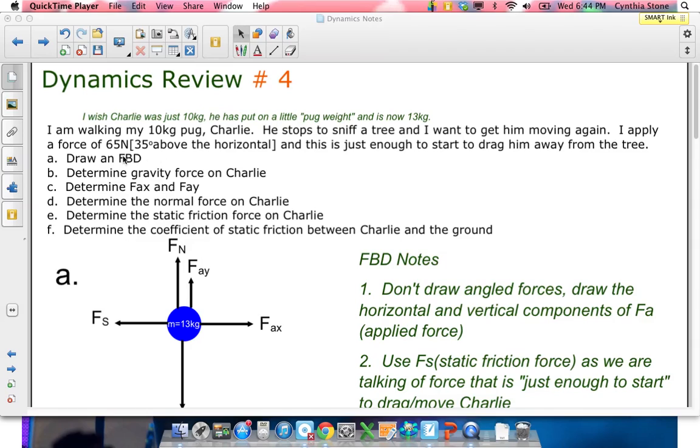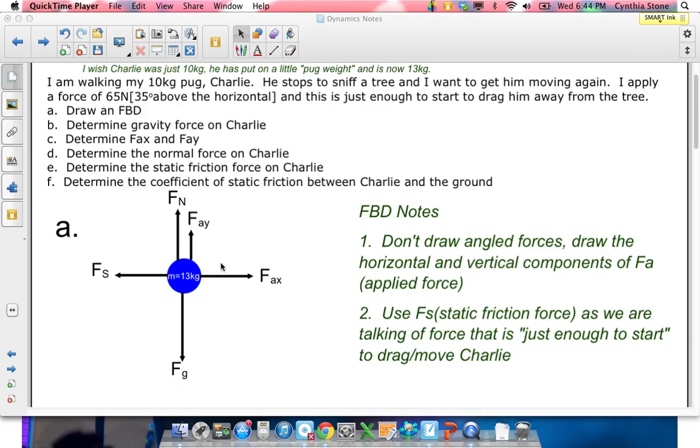So we want to do all these steps. So let's go ahead and do them. The free body diagram on Charlie. I told you already how you draw it. You write down all the forces. Notice I did FAX and FAY. That's because even though my force is 65 newtons on an angle, like up here somewhere, I don't draw those things. I don't draw the angles because we don't do force balances on angles. We do force balances in the horizontal direction and in the vertical direction, okay?